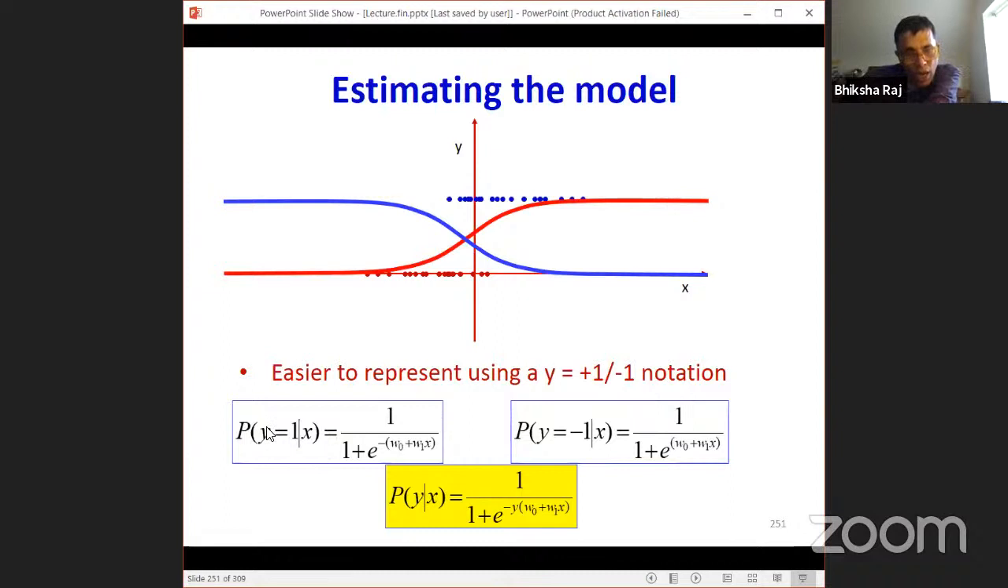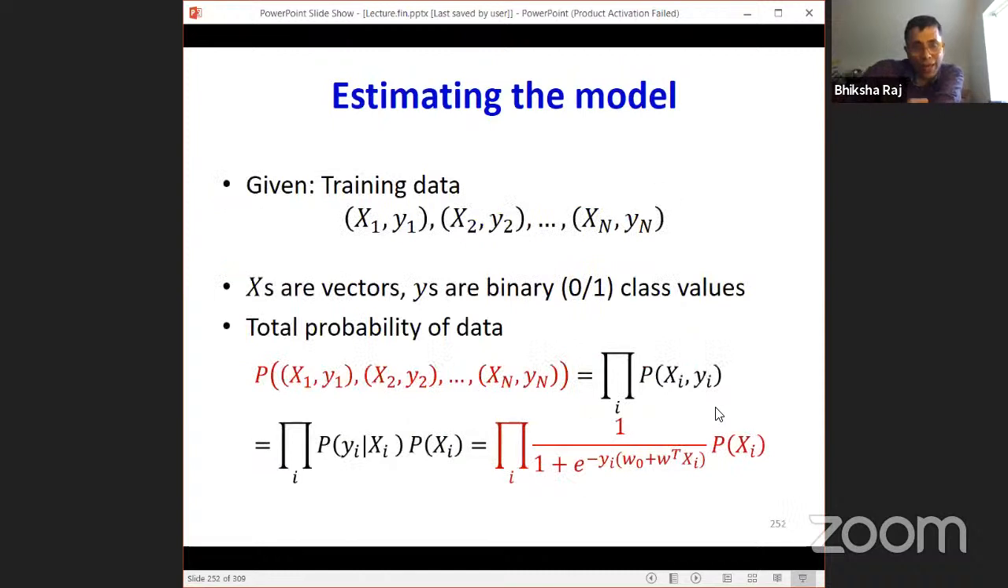And so the probability of y being 1 given x is given by this formula here. The probability of y being minus 1 given x is given by this formula here. I can write them using one combined formula, saying the probability of any y given x equals 1 over 1 plus e raised to minus of y times (w0 plus w1x). And you can see that when y is 1, this formula becomes the same as this one. And when y is minus 1, the formula becomes the same as this term over here. And so now we're given this problem. We're given all of this training data where x's are vectors and y's are binary. This should be plus 1, minus 1 class values.